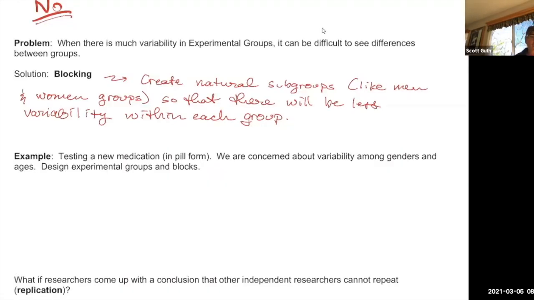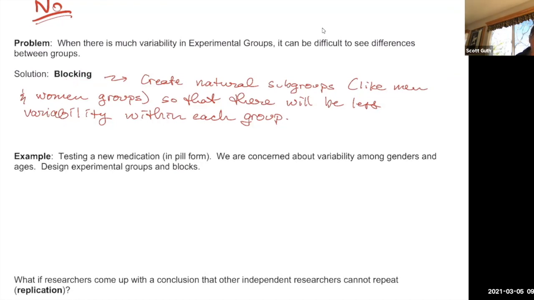Now we're looking at this problem of when there's too much variability in an experimental group, it can be difficult to see differences between groups. The solution to that is usually blocking. If there's too much variation, let's say you've got men and women in your treatment group or your control group, and you're getting large amounts of variation. The idea with variation is it's directly proportional to error. So if you can cut the variation in half, you'll cut the error in half as well.